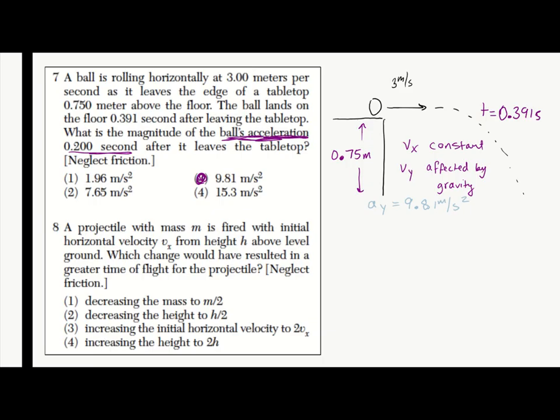Okay. Number 8, a projectile with mass m is fired with initial horizontal velocity vx from height h above level ground. Which change would have resulted in a greater time of flight for the projectile? Okay, kind of like what I talked about for a previous question, greater time of flight: time and height go hand in hand. Oh my god, my stylus is acting up. Okay, so you don't have to talk about the mass. If you decrease the height, then you're losing out on some airtime. Whereas increasing the initial horizontal velocity, first of all, horizontal doesn't go with height, that's vertical. So it has to be choice 4. If you increase the height, more airtime. So more distance, more airtime. Vertical distance specifically.